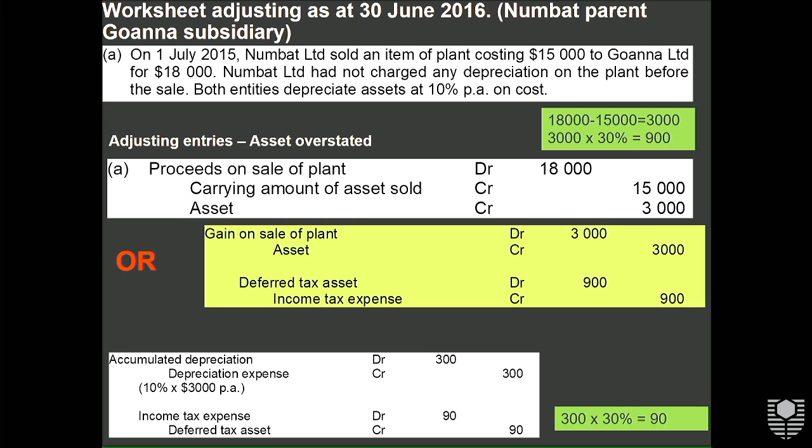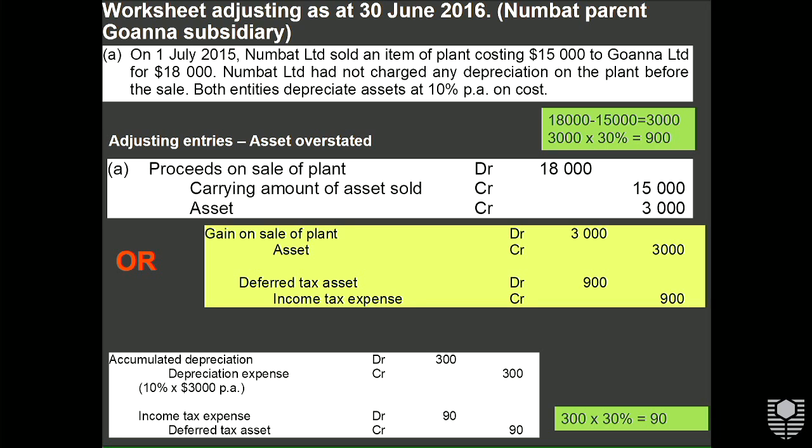All right, so there are a couple of ways of accounting for it, depending on what your line items are in your chart of accounts. So remember, in your worksheet, all the different line items that you've got, depending on how you do it. The first one is how most businesses will do it. They will use a proceeds on sale of plant account. In the books of Numbat, because they sold it, they've recognised 18,000 in there as a credit. To get it out, we're going to have to debit it. So we debit the 18,000.